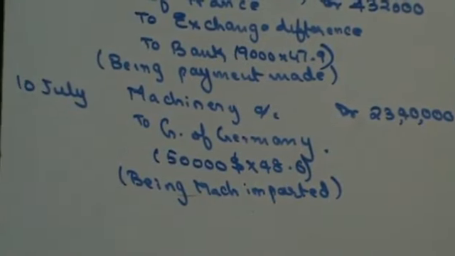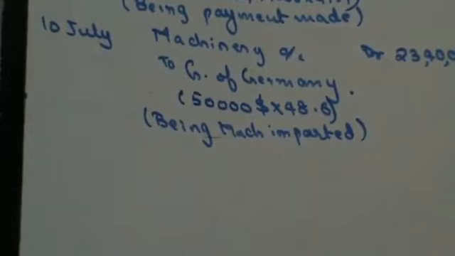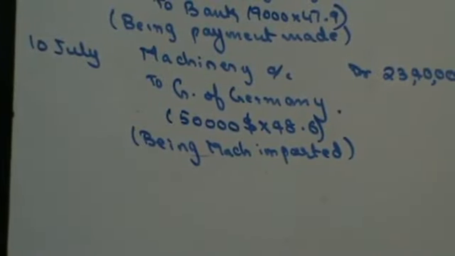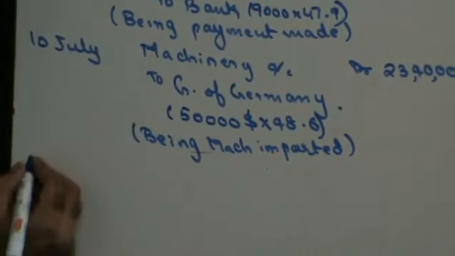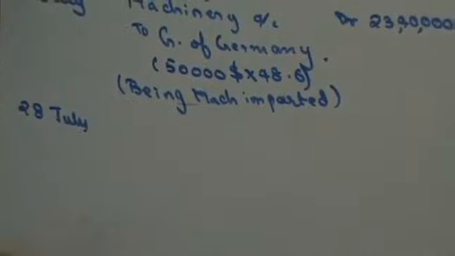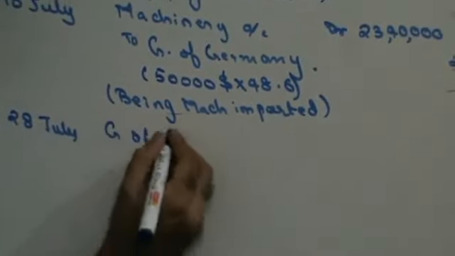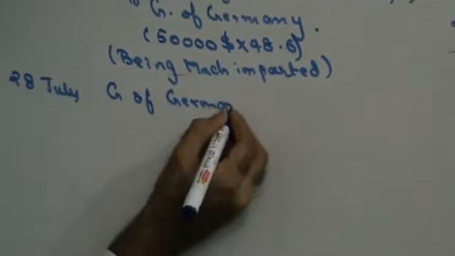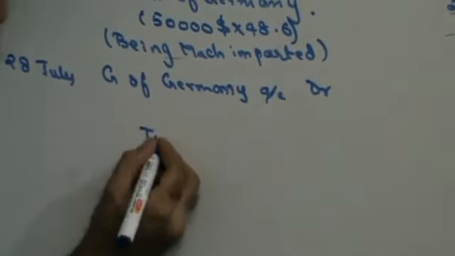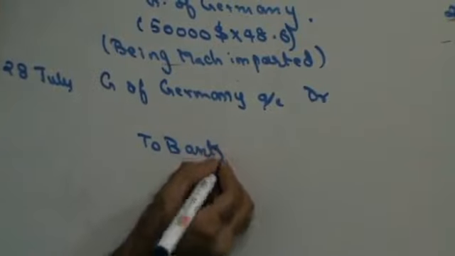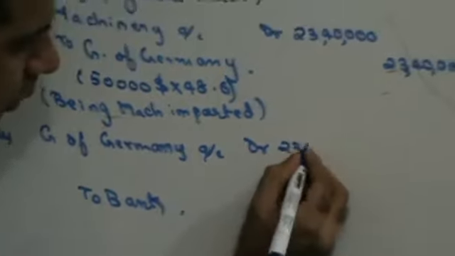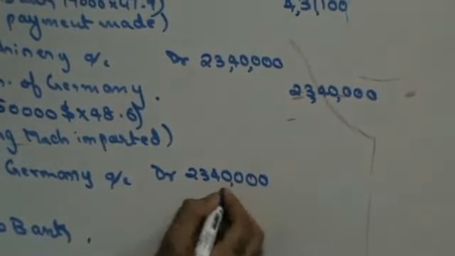After 10th July, the next entry that you have is on 28th July. On 28th July, payment was made to G of Germany. Debit the receiver. G of Germany account debit, leave a line to bank. Right? Now, G of Germany we found out is 23 lakh 40,000 rupees.